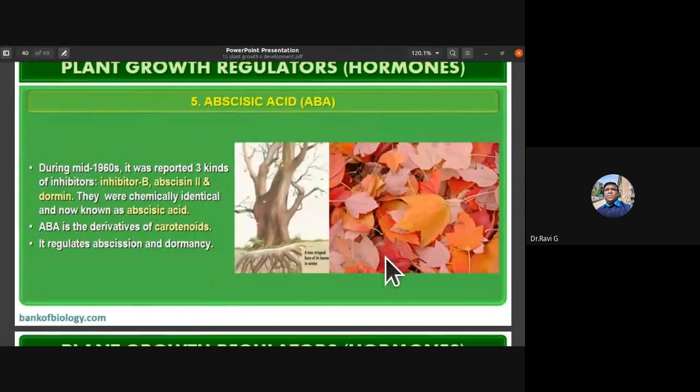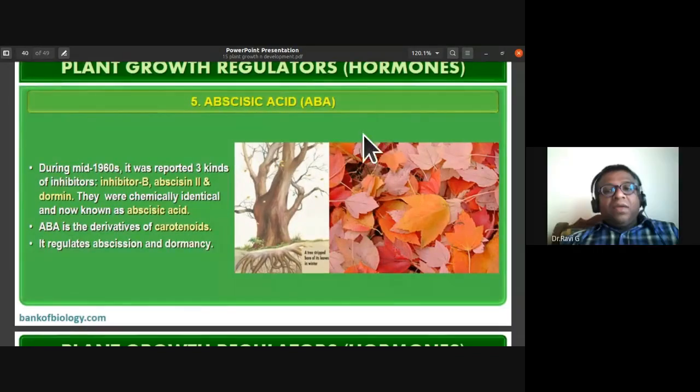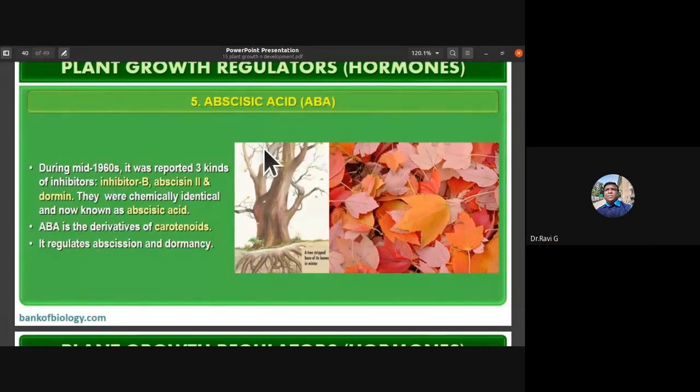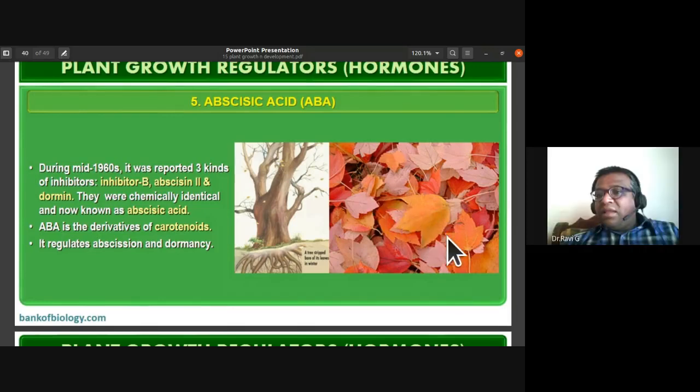The next hormone that we'll discuss is abscisic acid, or ABA, you can remember it as ABBA. So abscisic acid, ABA. You can see in this slide a tree which does not have any leaves at all, a tree which is completely stripped of flowers and leaves in the winter season. And here you find the leaves of this oak plant, isn't it? The leaves of this oak plant are all shed.